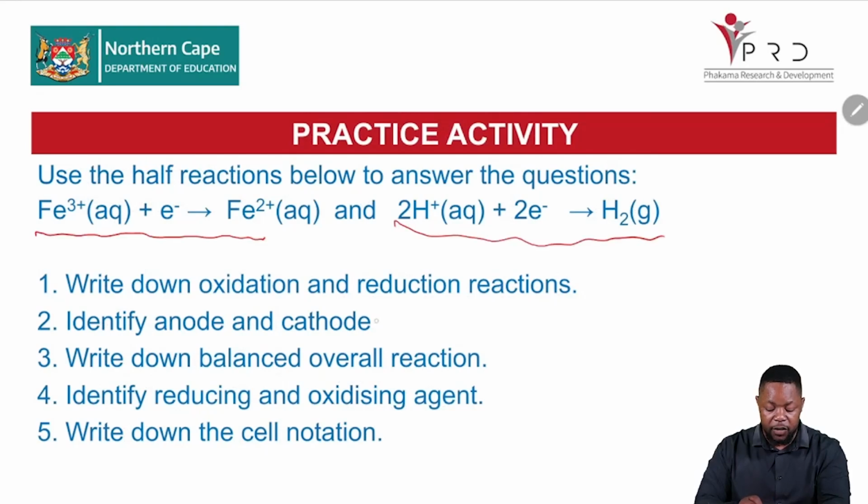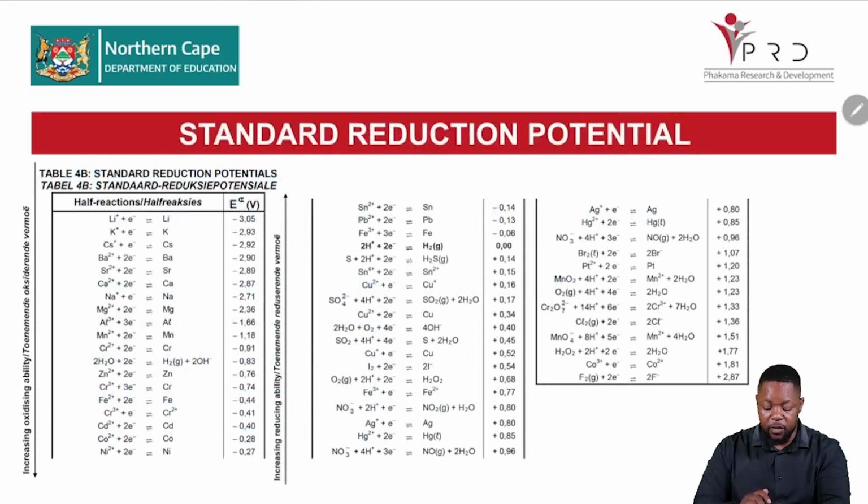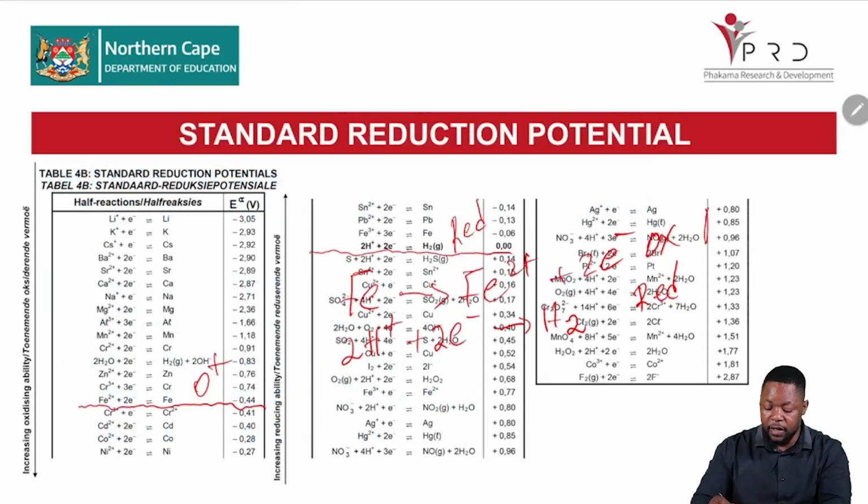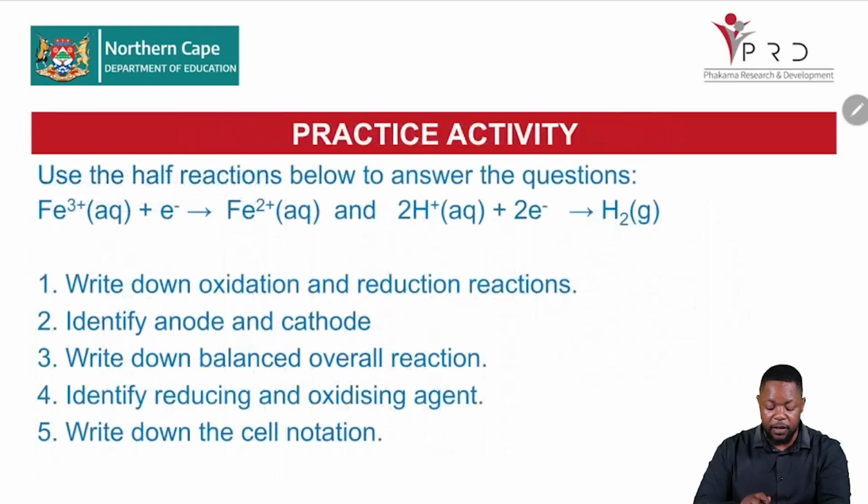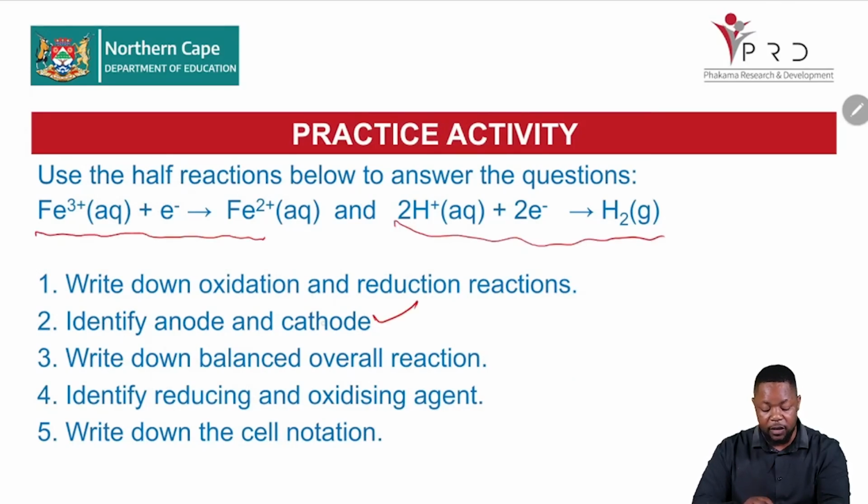Now, the second question says, identify the anode and the cathode. We will recall that oxidation occurs at the anode and reduction occurs at the cathode. Therefore, we can easily identify the anode as the iron, and then our cathode in this case, remember hydrogen is not a metal, we will need the inert electrode, which is platinum. But the question says identify the anode and the cathode, so we can easily do that.